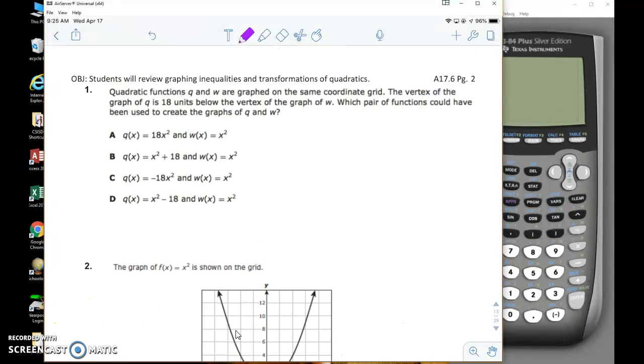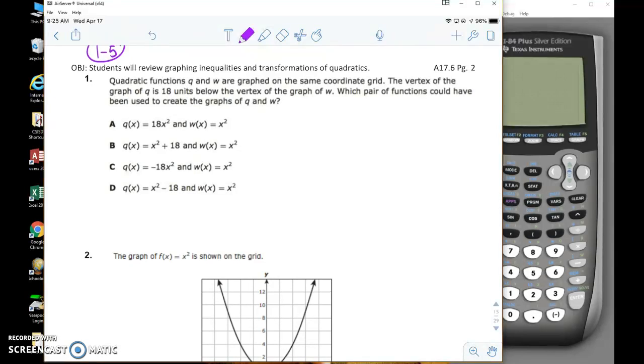At this point you should have had 5 minutes to answer questions 1 through 5. So let's check our answers. On number 1, it said that the vertex of graph Q is 18 units below. Which pair could have been used to create these graphs? So if graph Q is 18 units below, this means we needed -18. The correct answer was D.